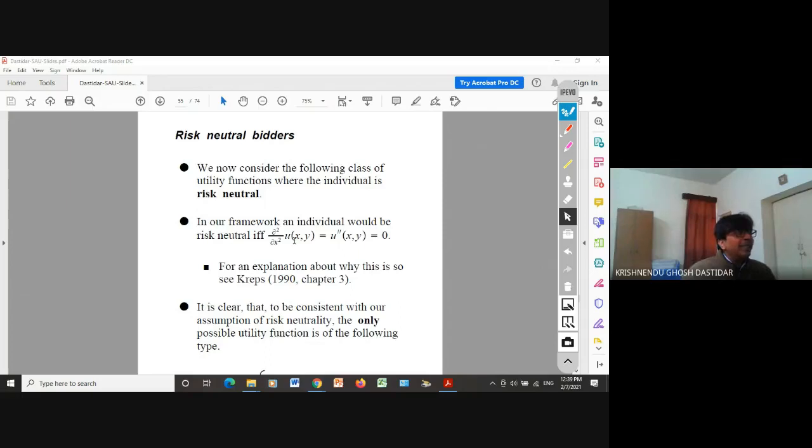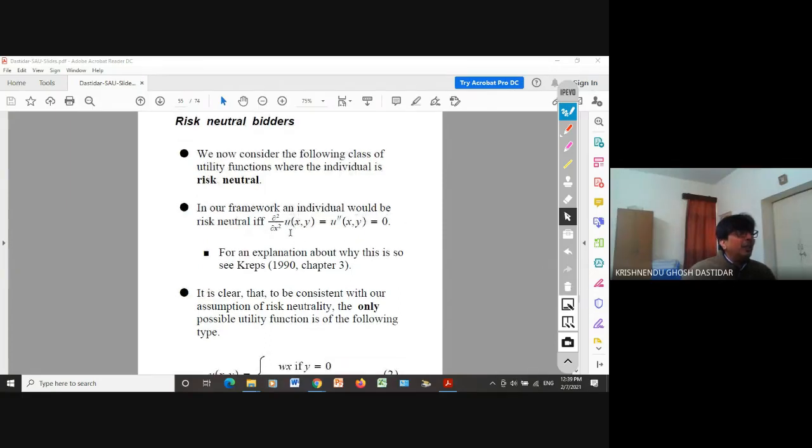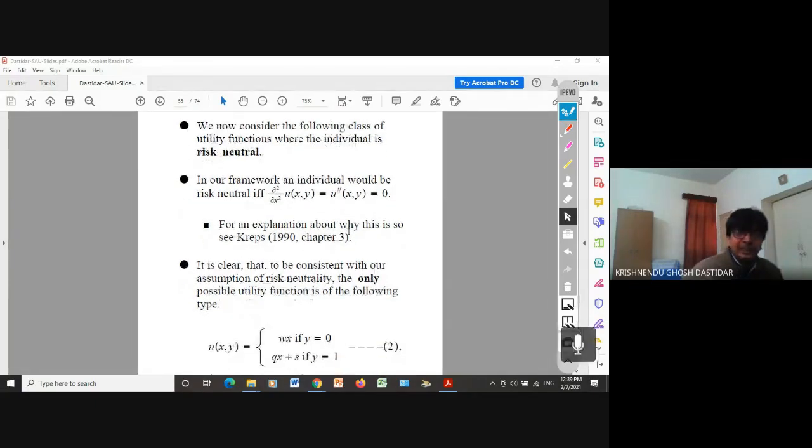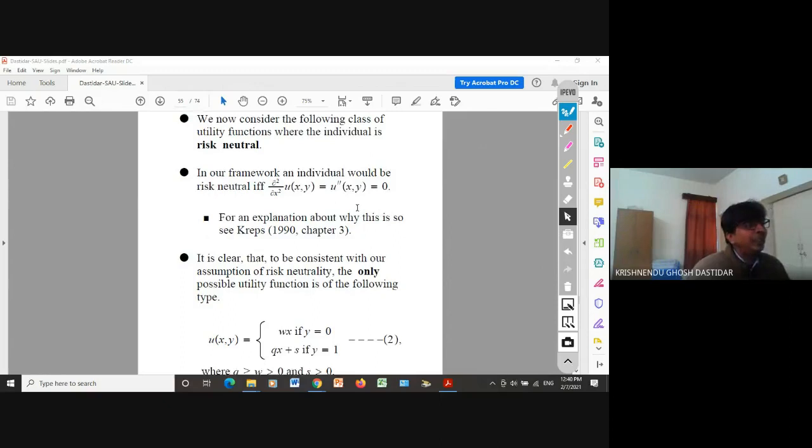Now, note that in our framework, an individual would be risk neutral if and only if this holds. Now, why is this so? Just see Krebs's Macroeconomics book, chapter 6. Okay, that would give you, because you look at the indirect utility function, and if the second derivative of the indirect utility with respect to money is equal to 0, we say individuals are risk neutral. That's what I have used here.